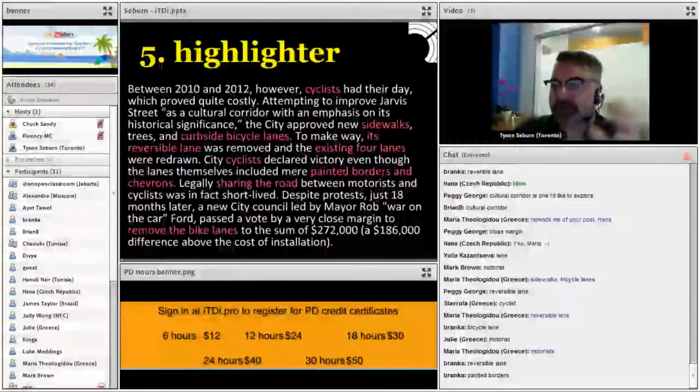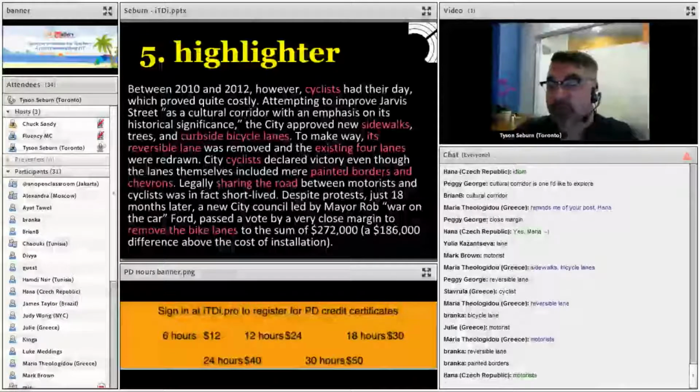We've got cyclists, we've got sidewalks, curbside bicycle lanes, reversible lane, existing 4 lanes. Again, there's cyclists again. Painted borders and chevrons, sharing the road, remove the bike lanes. All of these types of things are things that might be used, motorists is another one, might be used to talk about this discipline, right, this transportation discipline.